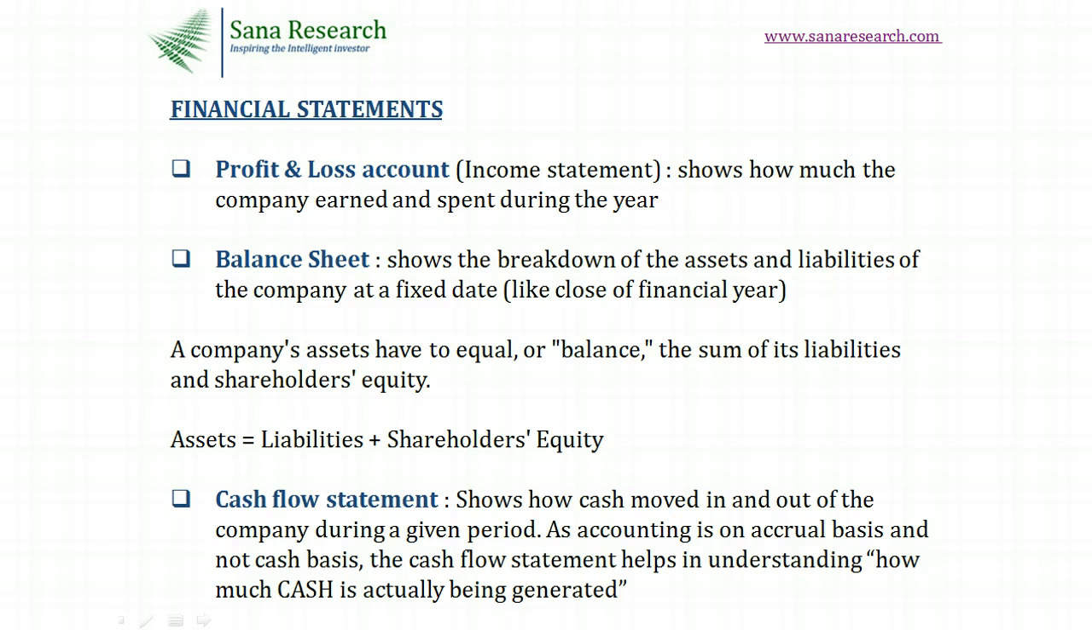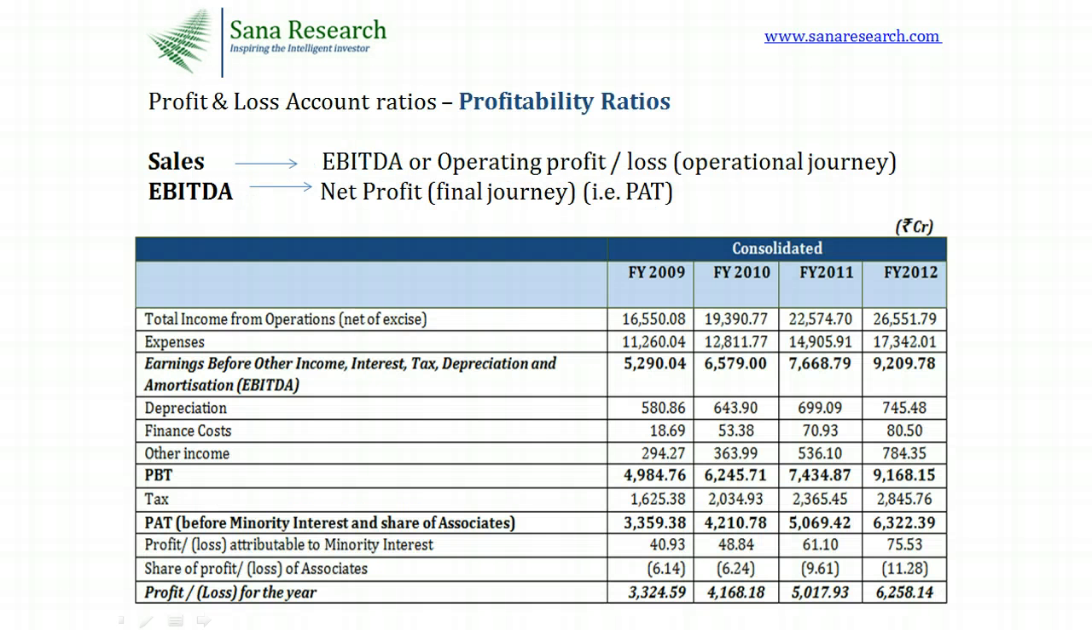The financial statements include a statement of the profit and loss account for the period, the balance sheet, and the cash flow statement. Now, profit and loss account statement shows how much the company earned and spent during the year. If you look at a profit and loss account statement, you will see at first the company discloses the total income from operations. Out of this, we deduct the total expenses, and these are just the expenses related to the operations of the business, such as purchase of raw materials, payment of salaries, maintenance charges, etc.